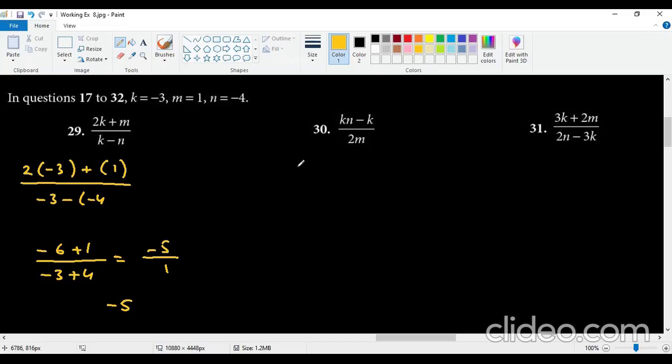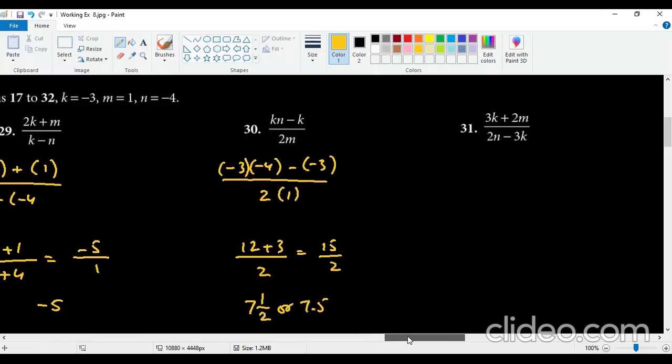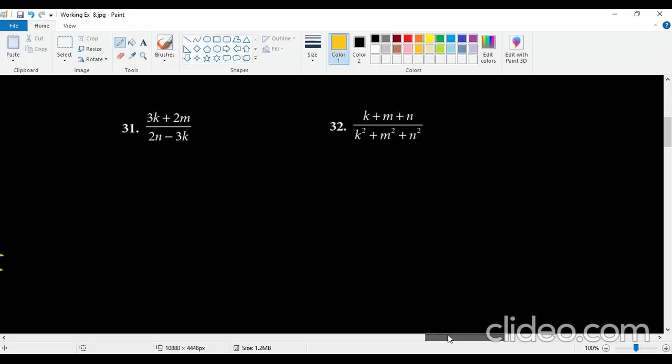Now comes question number 30. K value is negative 3 multiplied by n value is negative 4 minus k value is negative 3 once again. And in the denominator, you'll have 2 times m value is 1. So on the numerator, you have 12 plus 3 divided by 2. And this gives you 15 over 2, or you can write 7.5 as an answer. You may write 7 whole 1 over 2, or you may write 7.5. Both are going to be acceptable answers.